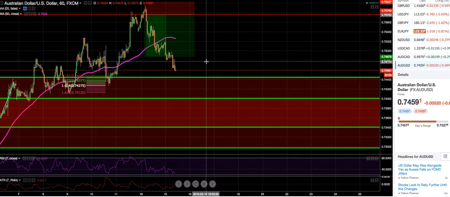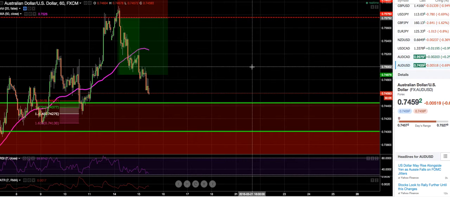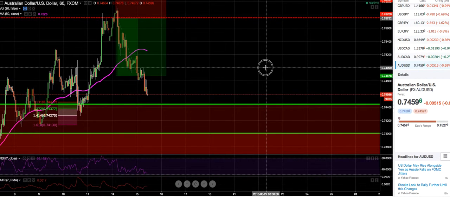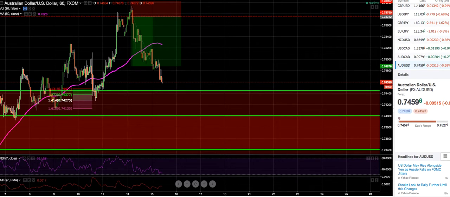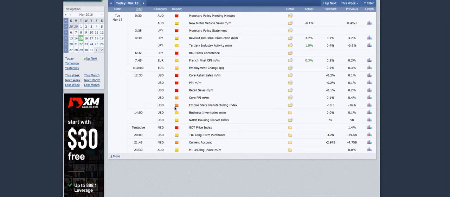So let's take a look at the pairs, the market for today. Like I've said, at 12:30 I will be exiting all my trades. I will be waiting for at least 15 minutes to see how the market reacts to this news right here. We got some smaller news at 2, and then for the New Zealand dollar we got the GDT price index. I don't know how to pronounce this word. Tentative.